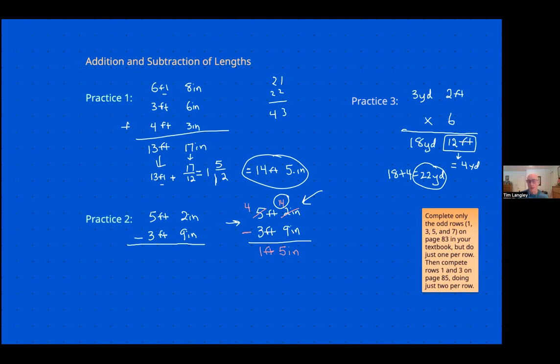Okay. All right. I want you for homework to only do the odd rows, 1, 3, 5, and 7 on page 83 of your textbook, but do just one per row. Okay. Then complete rows 1 and 3 on page 85, doing just 2 per row. So again, just follow that orange post-it note I put on the screen here for your homework. And again, if you have any questions, please be really specific, send me an email, and I will be glad to help you out.